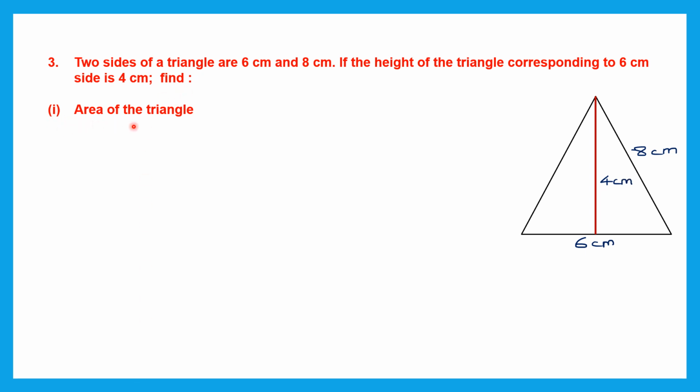The first one is we have to find the area of the triangle. So what's given to us? Two sides of the triangle are given to us, 6 centimeters and 8 centimeters.